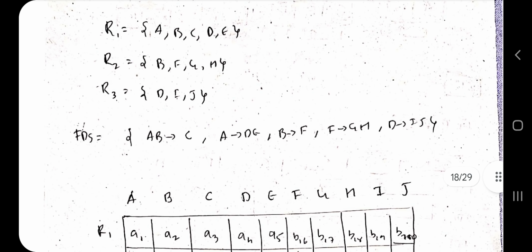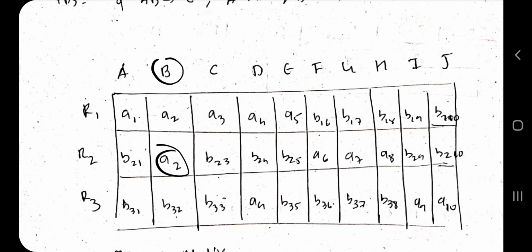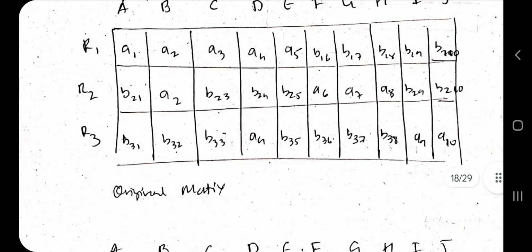And R2 is B, F, G, H. So under B, F, G, H you will write A. Under B, A2 because it's the second column. For B, F, G, H, whichever column number is there, write that along with A. The rest of the things you keep empty for now. R3 is D, I, J. So for R3 I wrote here D, A4, I, J, the 9th and the 10th column.